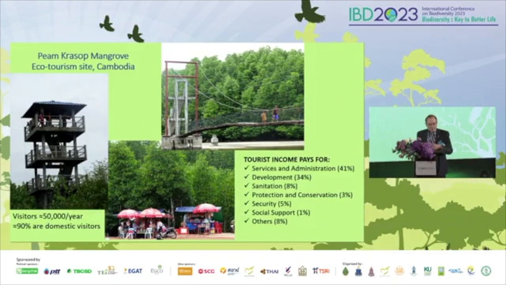And tourists only pay about $1 per person to enter, but that generates about $50,000 per year. And as you can see on the right, that income covers all the running costs of maintaining the ecosystem facility. So it's a very self-sustaining, very successful example of payment for ecosystem services. In this case, tourists paying to enjoy the beauty of the mangroves and go along the walkway, the bridge, and the tower.